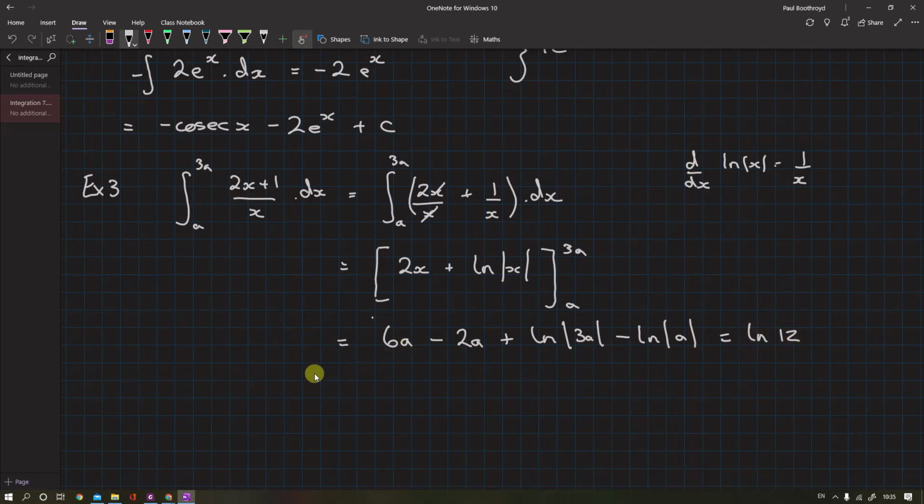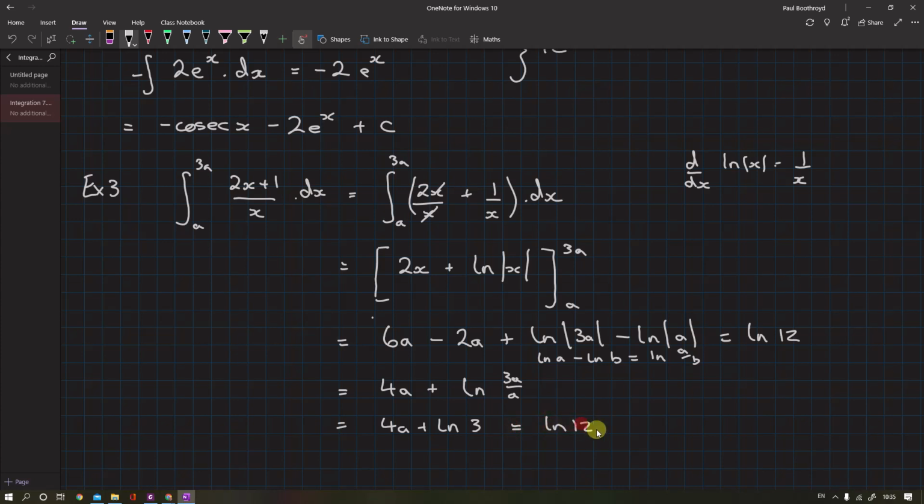Now the a's give me a 4a. Log of 3a minus log of a, we can also say as the log. Remember that logs, when they come along, we've got our log rules. Log of a minus log of b is the same as the log of a over b. So that's what we're going to put in. So that is a over b, which is 3a over a, which is log of 3. So 4a plus the log of 3 equals the log of 12.